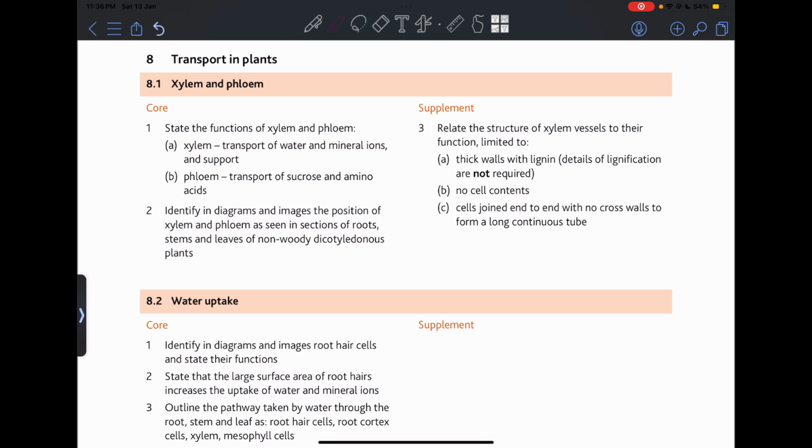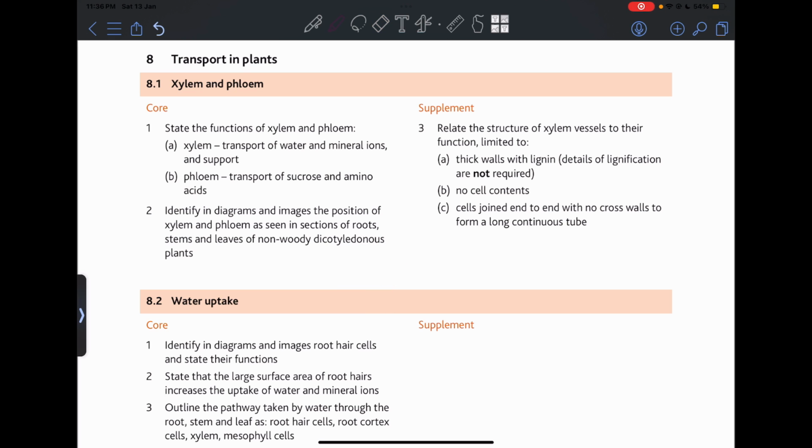You also have to identify in diagrams and images the position of the xylem and phloem as seen in sections of roots, stems, and leaves of non-woody dicotyledonous plants, which means plants that have two seed leaves, as I explained before. So you have to be able to identify the positions of the xylem and phloem in different areas of an image. For example, if they give you a figure of the root, you have to know where the phloem and the xylem are, and if they give you a picture of the stem, then you also have to know where they are, and in the leaves too.